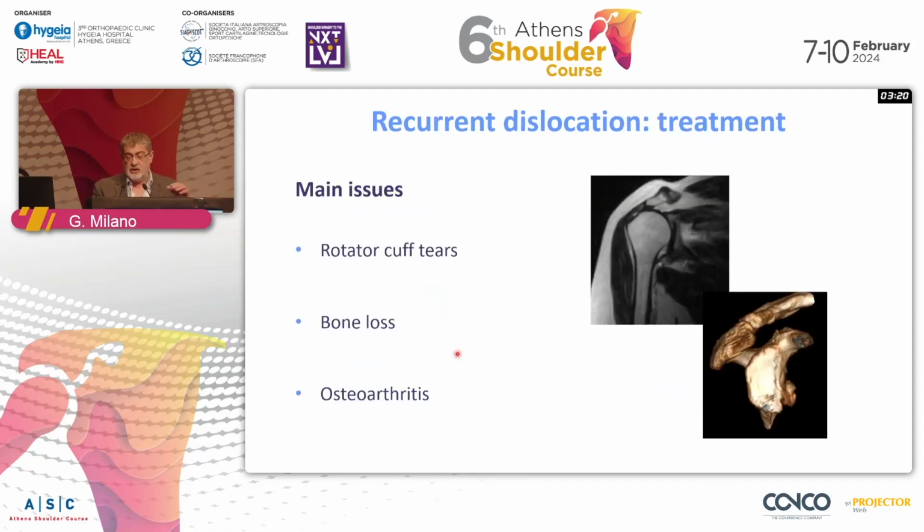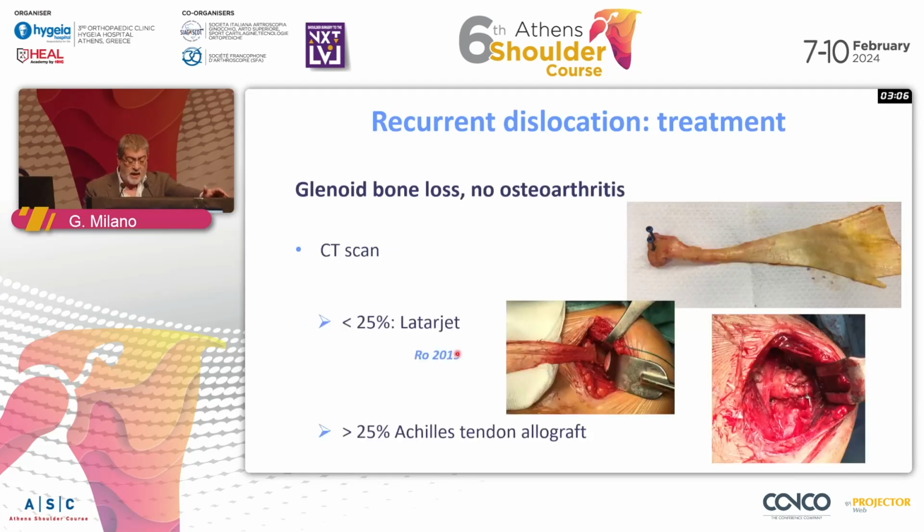What to do in a case of recurrent dislocation? The main issues to be addressed are rotator cuff tear, which is very frequent, as we said, and the bone loss. Of course, if you have an osteoarthritis combined, indication for a replacement is advisable. If you have a glenoid bone loss with no osteoarthritis, a CT scan can assess the size of your bone defects. According to the literature, if you have less than 25% of the glenoid width, a Latarjet is recommended. Otherwise, an allograft should be used.